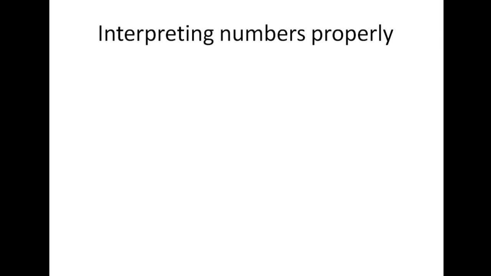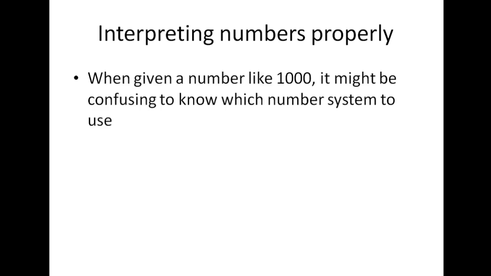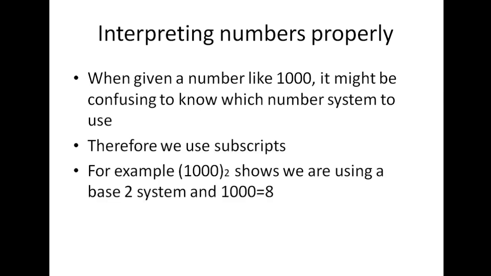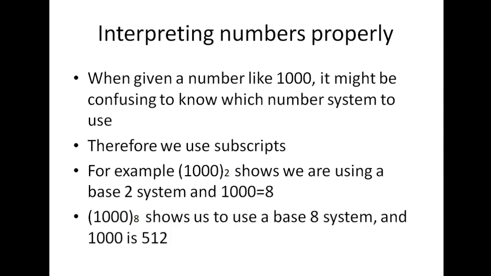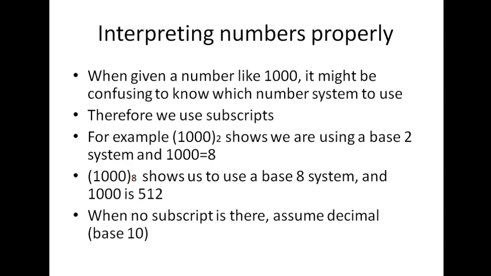You might be wondering, how do we know which number system to interpret a number in? For example, a number like 1000 could be binary, decimal, octal, or hexadecimal. Therefore, we use subscripts. We put the number in brackets and use a small number to indicate which number system to use. For example, a small 2 can be used to represent binary, while a small 8 can be used to represent octal. Note that when there's no subscript, assume decimal unless specified.